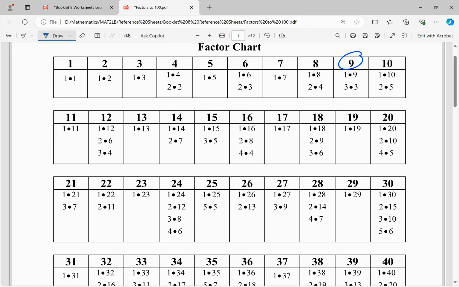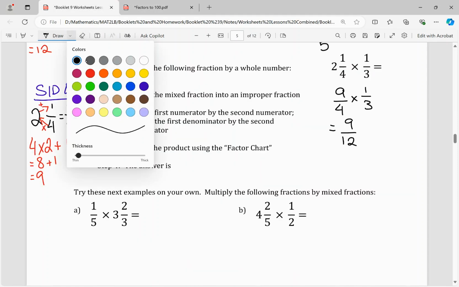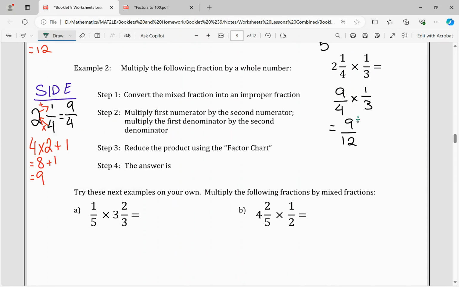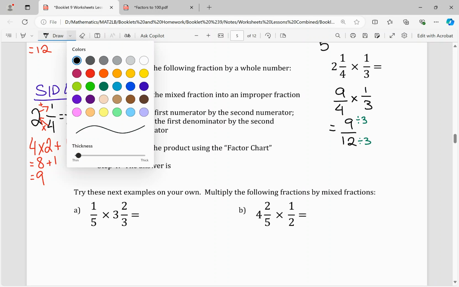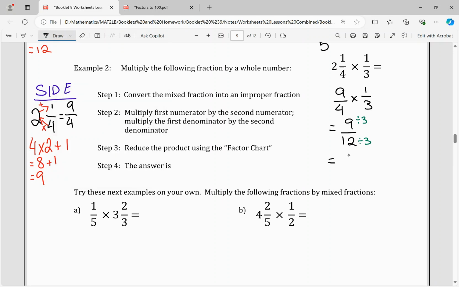So here is 9, here is 12. They both share a 1, and they both share a 3, and that's about it. So their greatest common factor is 3. Let's go back to our first page. Greatest common factor of 3 means that I divide the numerator and I divide the denominator by 3, giving me a final answer of 9 divided by 3 is 3, and 12 divided by 3 is 4.